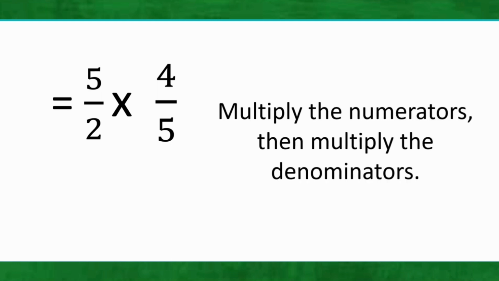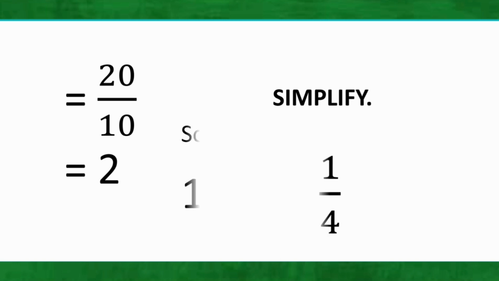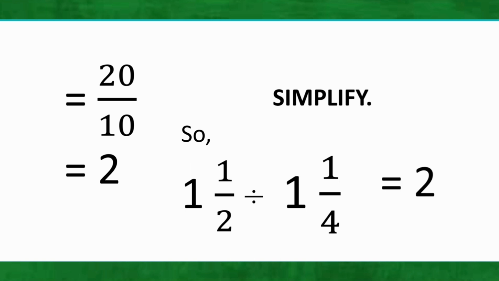Multiply the numerators, then multiply the denominators. 3 times 4 and 2 times 5. The answer is 12 over 10. Then simplify your answer. 20 divided by 10 is equal to 2. So, 1 and 1/2 divided by 1 and 1/4 is equal to 2.